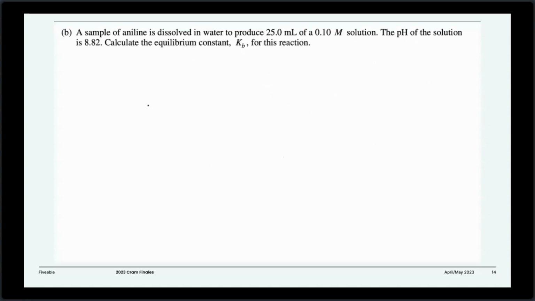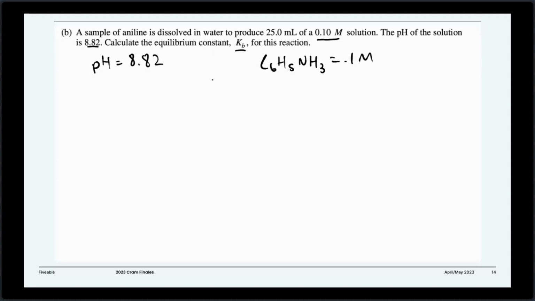Let's look at question B. Question B states a sample of aniline is dissolved in water to produce 25 milliliters of a 0.1 molar solution. The pH of the solution is 8.82, and it asks us to calculate the equilibrium constant, that is Kb, for this reaction. To start, let's break down what we're given. We're given the pH, which is 8.82. We're also given the concentration of aniline, which is 0.1, and that'll be useful when calculating the equilibrium constant.